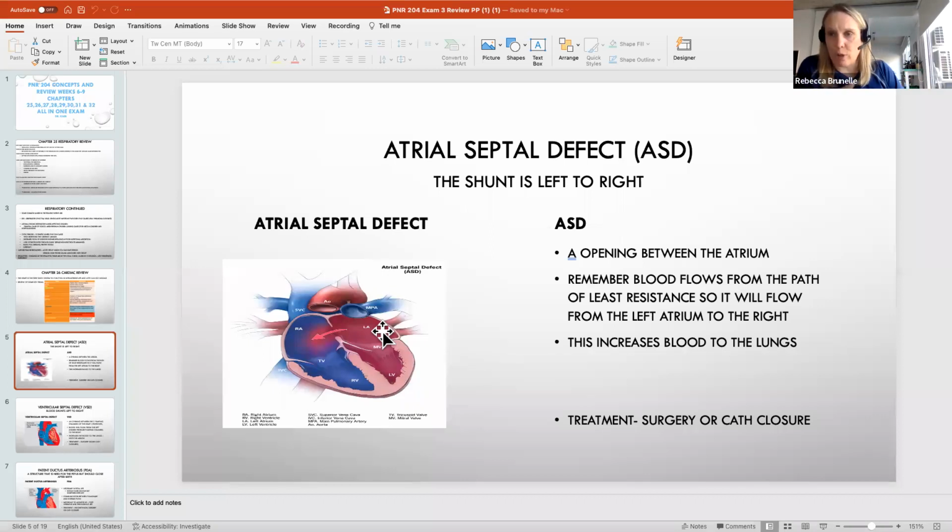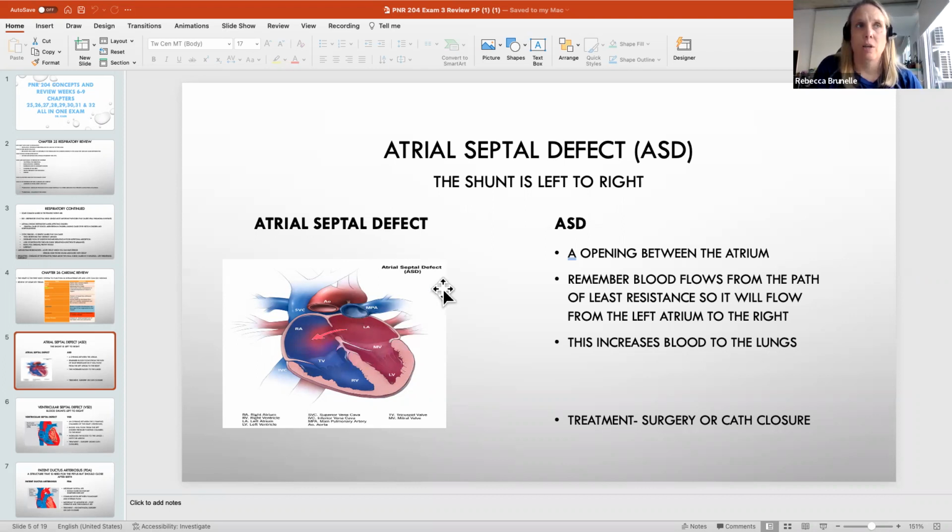So it has a higher pressure than the right side, which pumps to the lungs, because the lungs are a lower pressure than the entire body. So most always, unless there's something going on, like they have right-sided heart failure or severe lung disease, shunts are going to be left to right. They're going to go from the high pressure system, which is the left side, to the low pressure system that is the right side.